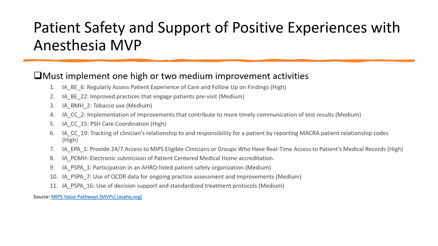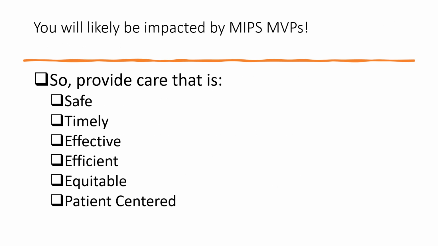So unless you are a pediatrician or a specialist that only provides care to pediatric age patients, if you are in a specialty that totally avoids older people, those 65 and older, you won't be impacted by MIPS or MVPs. But unless you meet that criteria, you will be. So what are you going to do? Well, the only encouragement I would provide is to follow the requirements of the program, or make sure the practice that you're in is doing so, and that you provide care that is safe, timely, effective, efficient, equitable, and patient-centered.